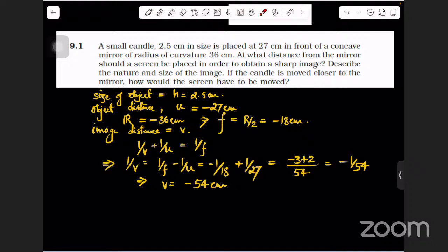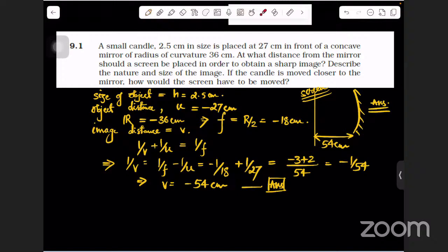So, what was the question? At what distance from the mirror should a screen be placed in order to obtain a sharp image? We obtain the image at minus 54 centimeters. That means the distance of the screen from the mirror, this is the answer to the first part, has to be, if I draw this out here, this is the concave mirror, and to the left side, we have to go 54 centimeters and place a screen to obtain a sharp image. All right, pretty clear, right? This is the first answer.